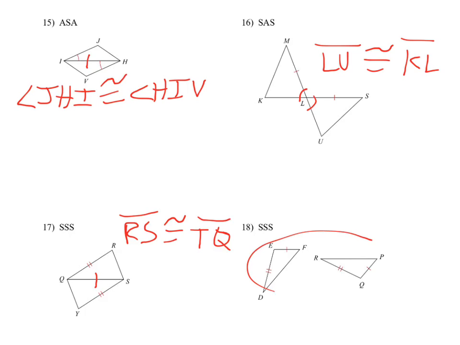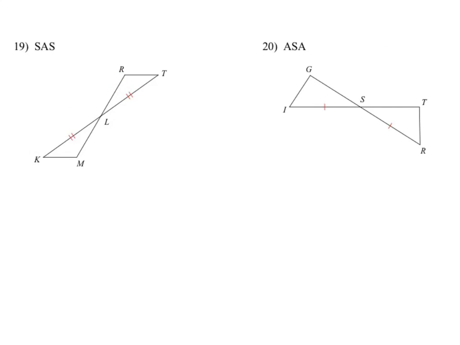On the next one, you need to get side, side, side again. You should look at it and find the side that doesn't have congruence markings on it. That's FD. And on the right one, that one is RP. That side right there. So those are the ones that need to match in order to get all sides congruent. And that brings us to the last two of the section. You can add some congruence markings there in the middle because those are vertical angles.